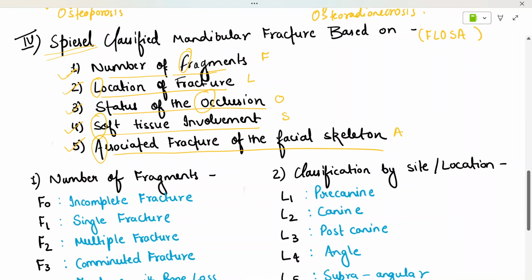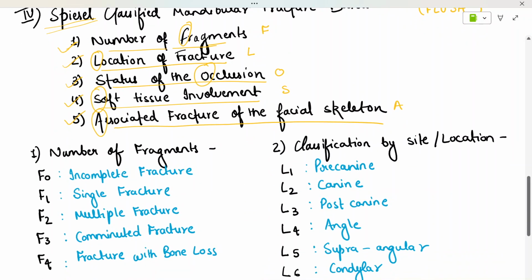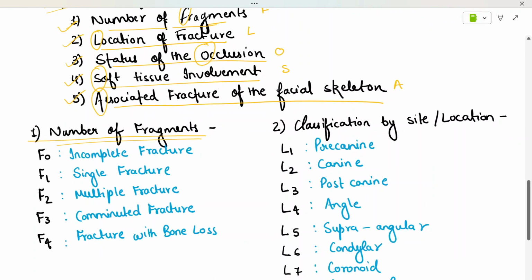I have already told you that F stands for the number of the fragments. Under this, it is divided as F0, F1, F2, F3, F4. See, you need to learn this. You cannot do anything other than memorize this, but it is very easy. It's not that much tough.